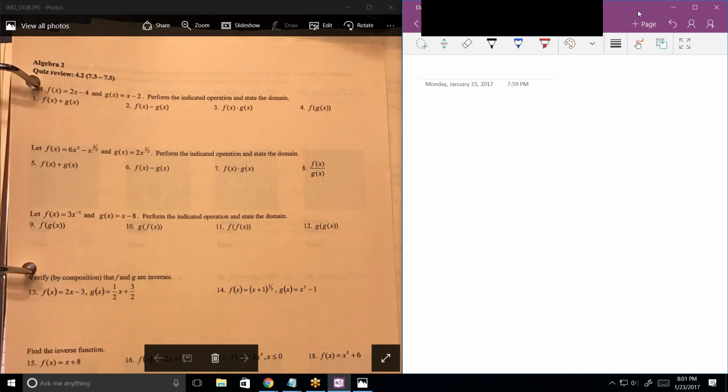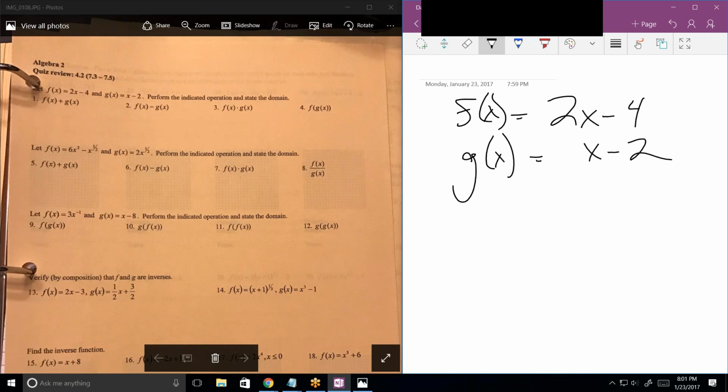Perform the indicated operation and state the domain. So if f of x equals 2x minus 4 and g of x equals x minus 2, what's the sum of those? So for this one, it would be 3x minus 6? Correct. Good. Okay, number 2, what's the difference of those?